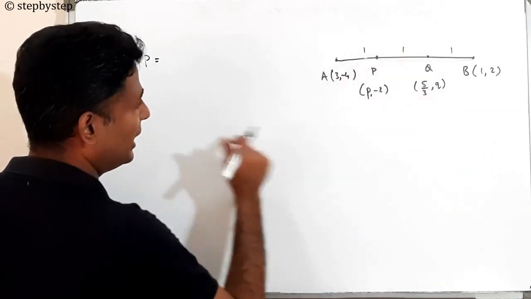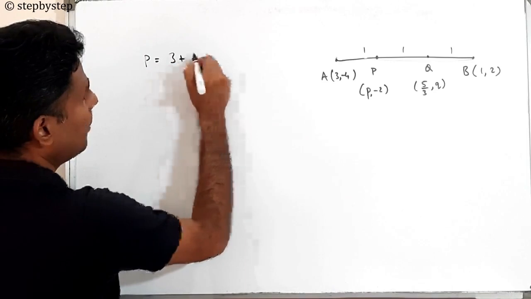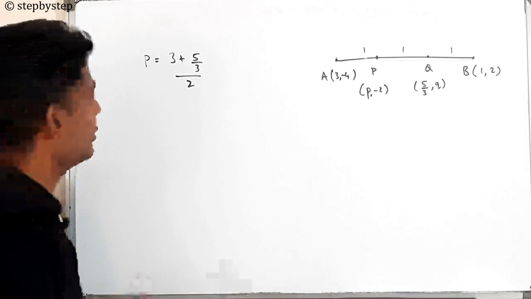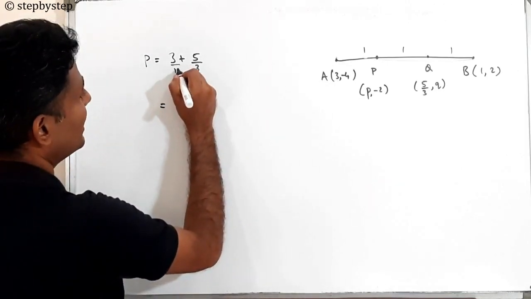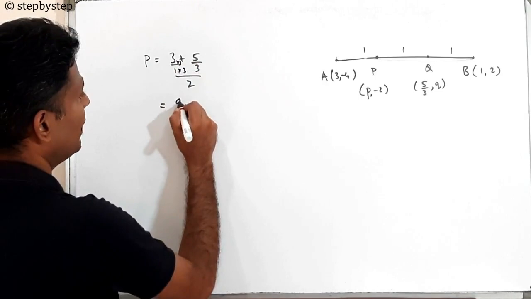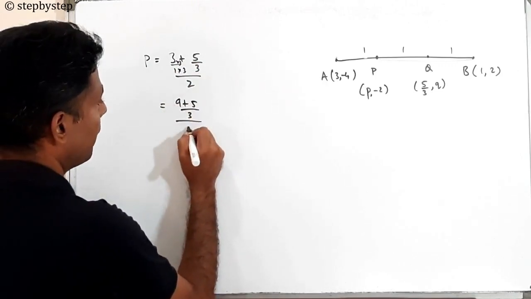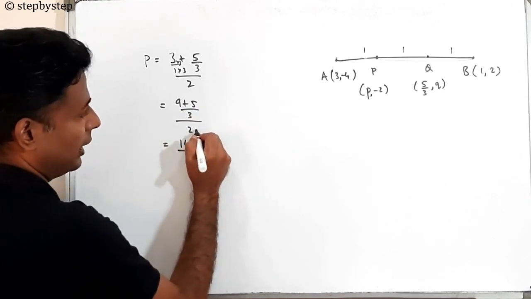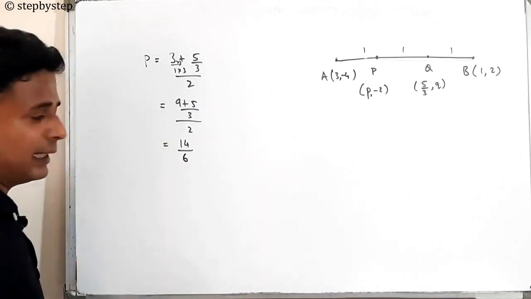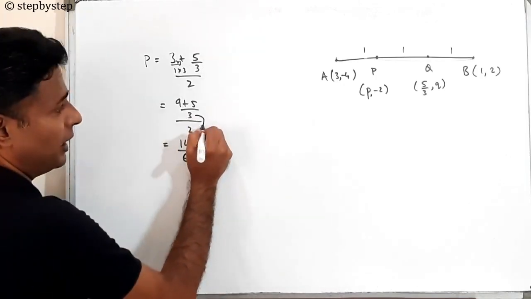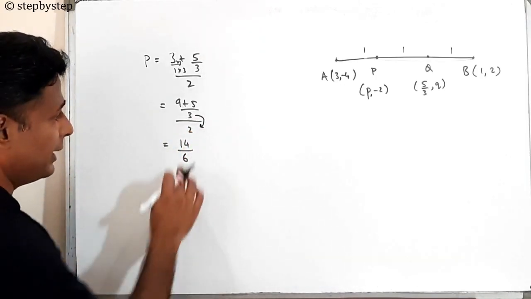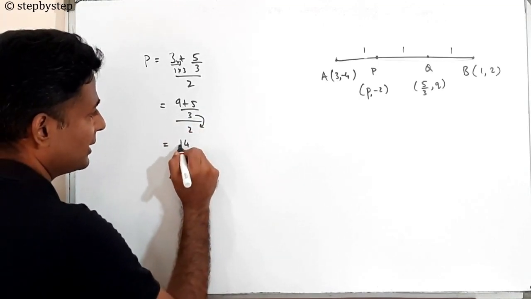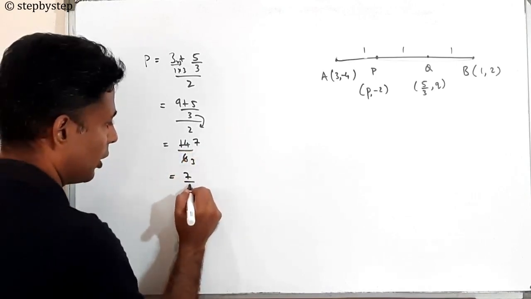So P will be the midpoint. We get x1, that is 3, plus x2, that is 5/3, by 2. So here again we have to take the LCM, 3 into 3. So we get (9 plus 5) by 3, by 2. Now 9 plus 5 is 14. And 3 comes down, it becomes 3 into 2, that is 6. So the denominator always goes up or down, right? So this 3 will come down and it becomes 2 into 3, 6. So what is the coordinate of P?